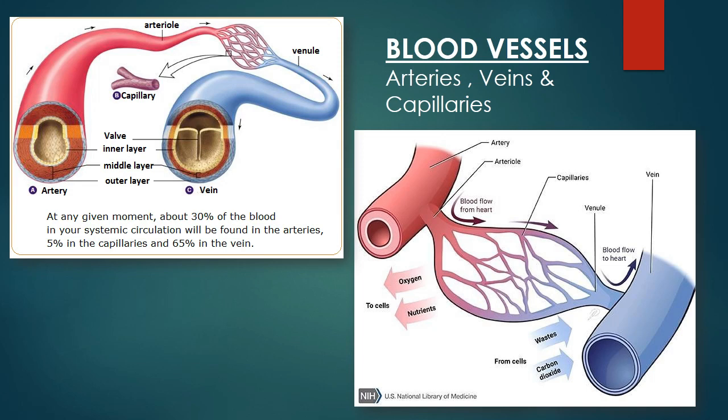Okay, now in the image you can see very clearly artery and vein, they combine to form a location called a capillary. Okay, now the walls of capillaries are very thin, so that here the exchange of materials between the blood and the surrounding cells takes place.